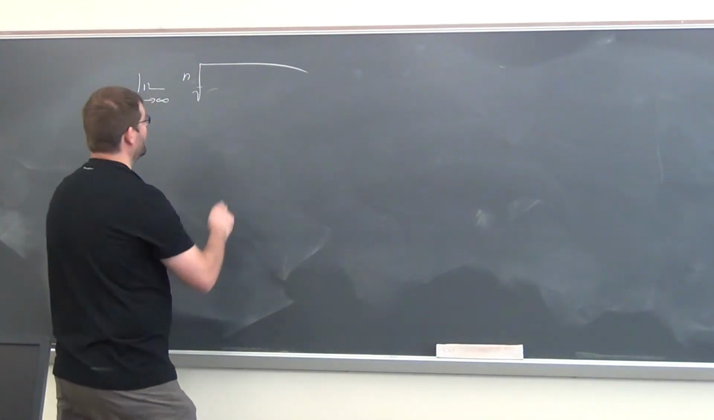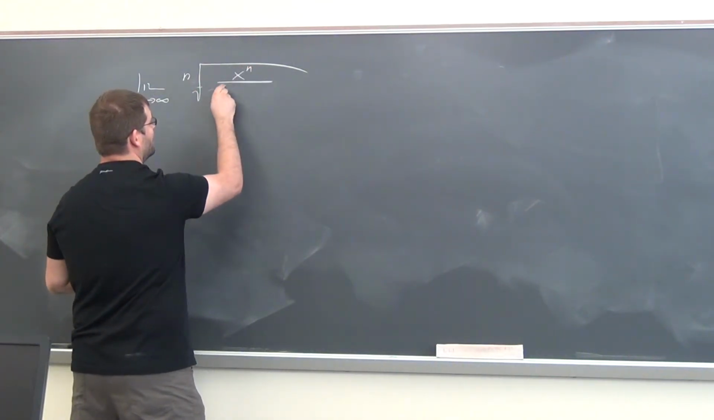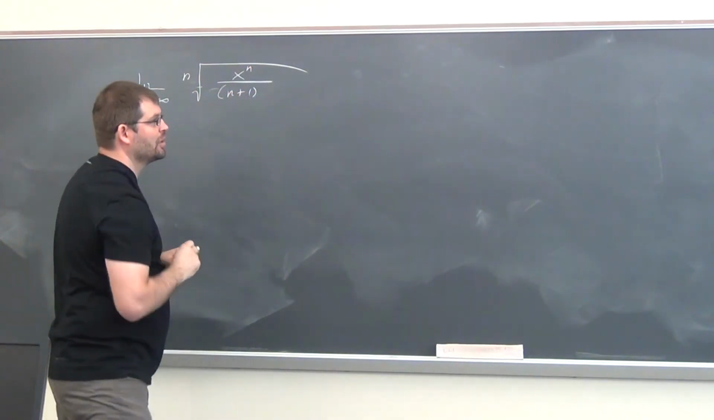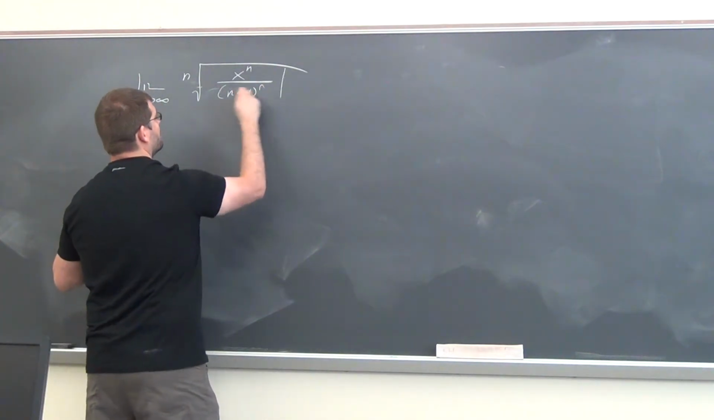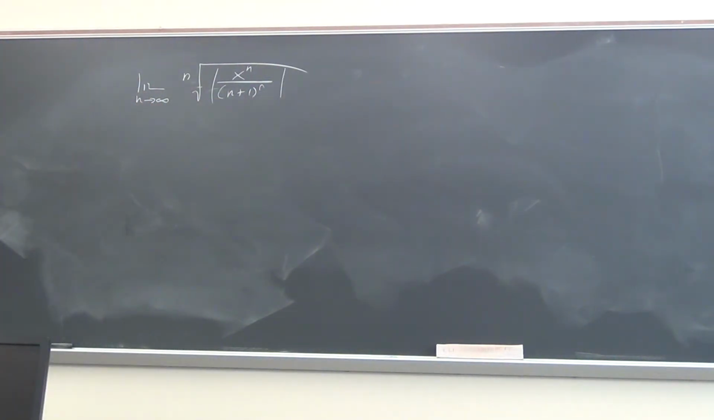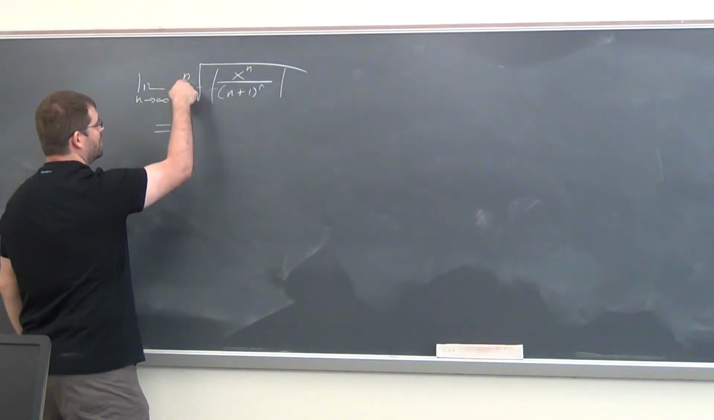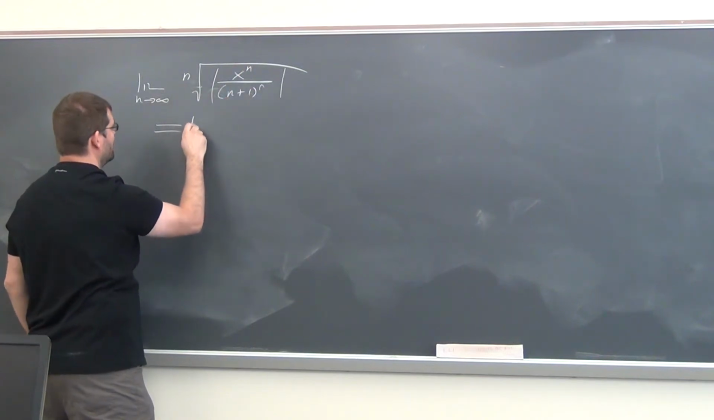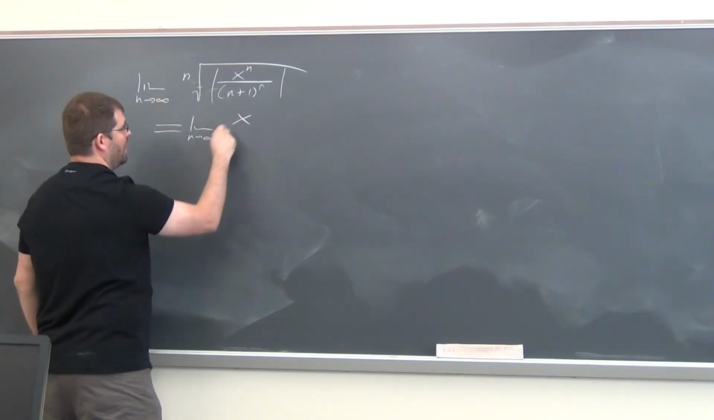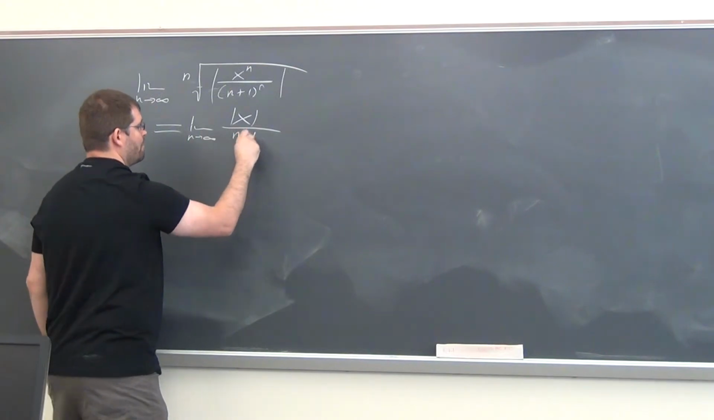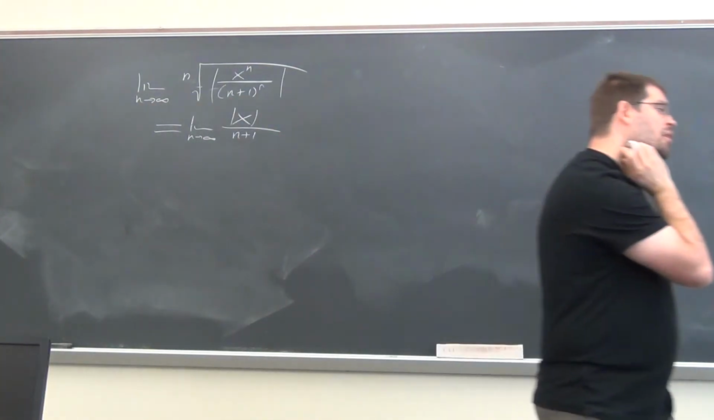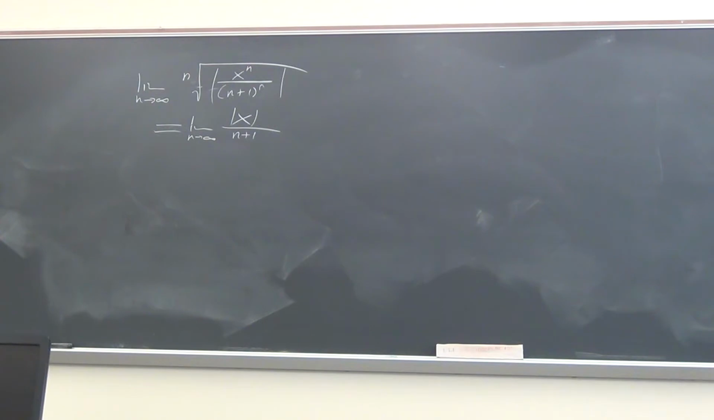We take this thing here, we get the absolute value of x to the n over n plus 1 to the n, taking the absolute value of that. What happens when I take the nth root of stuff being raised to the nth power? They cancel, the nth root of the nth power is just the original. So this becomes absolute value of x over n plus 1. What does that go to? It just goes to 0.